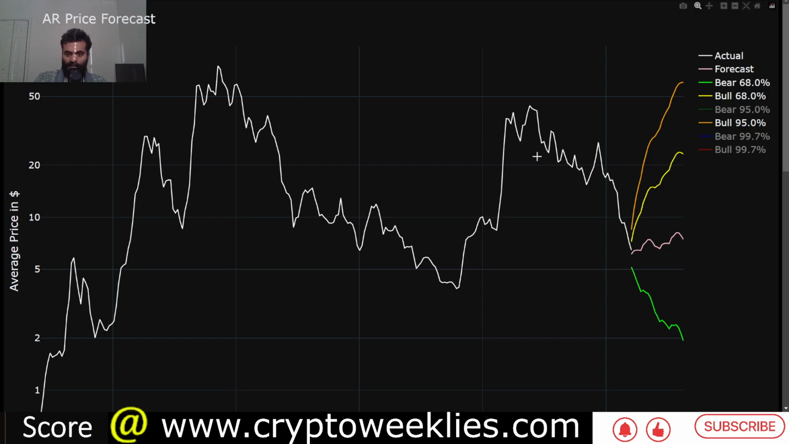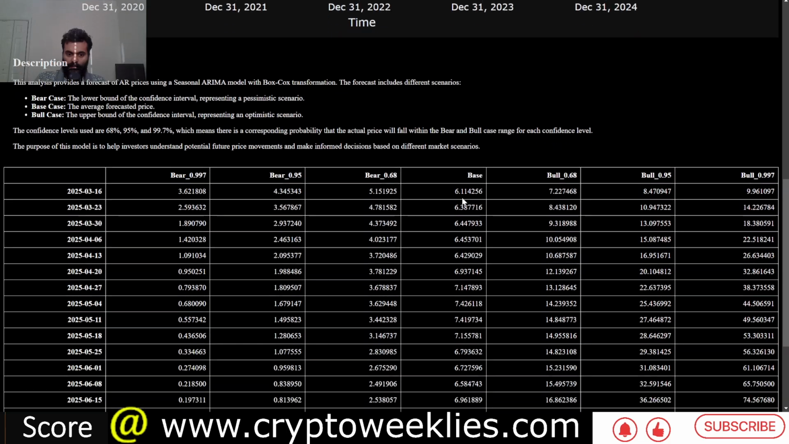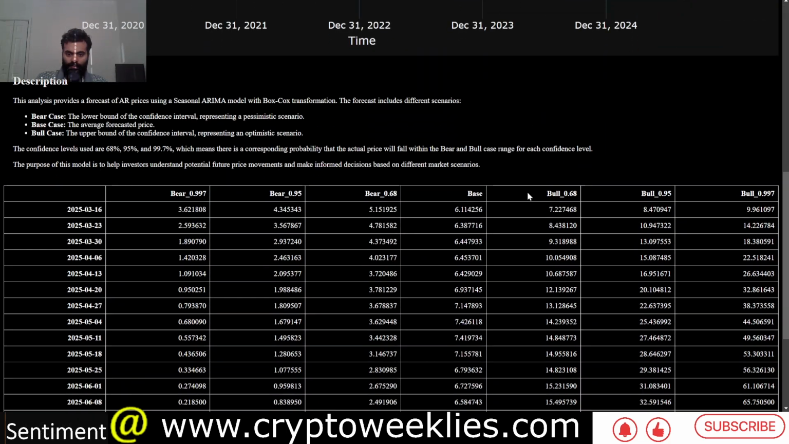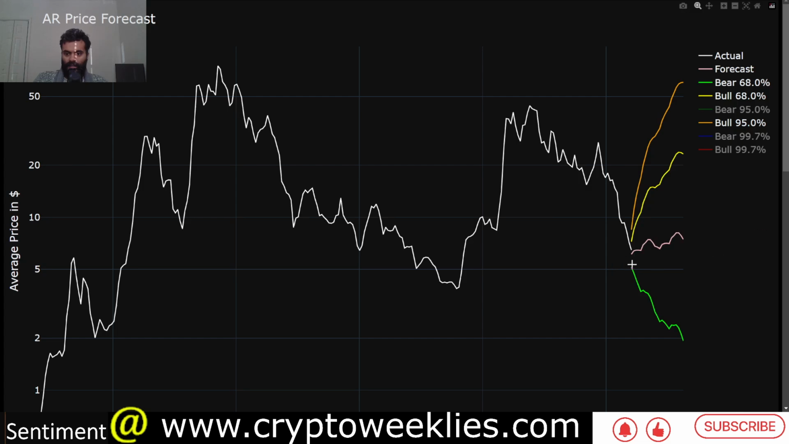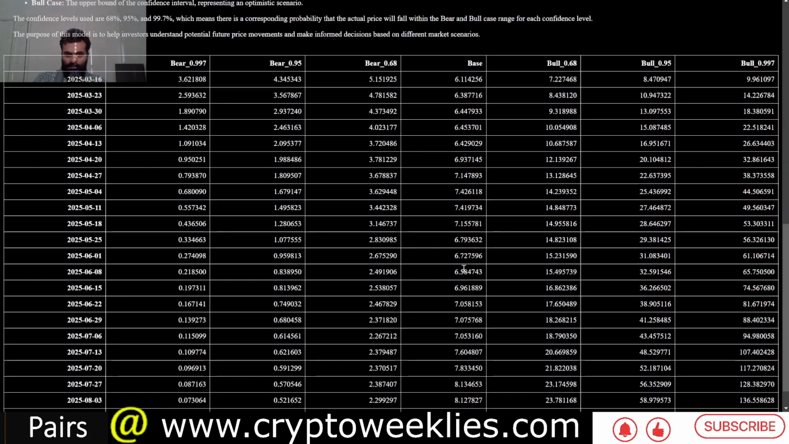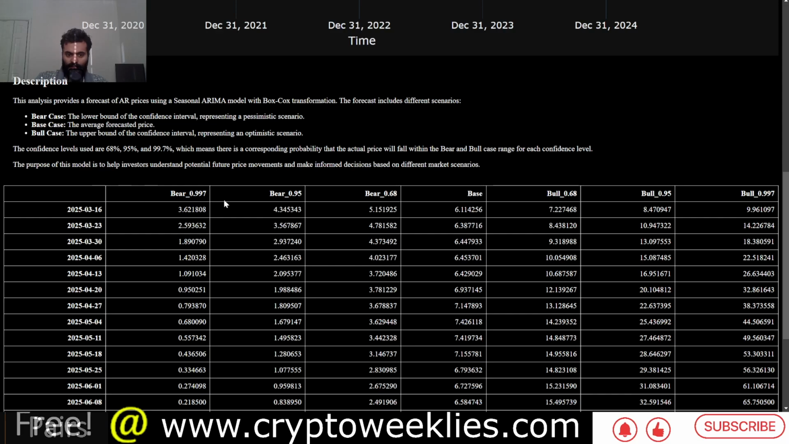So if you are interested in following these forecasts in a tabular fashion, they're also available at the bottom of your screen. The base case, which is this pink line, is the column in this middle area. To its left are the 3 bear cases and to its right are the 3 bull cases. The way to interpret this, for example, for the week of April 6th, the likely price action for Arweave per this model is at around $6.45.